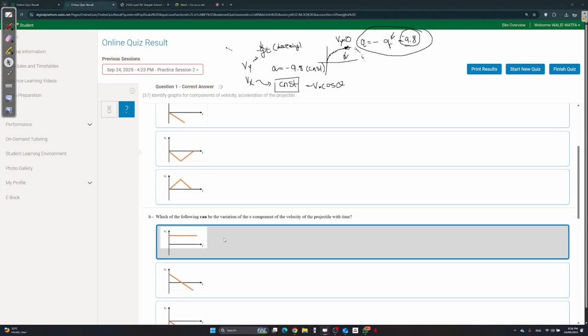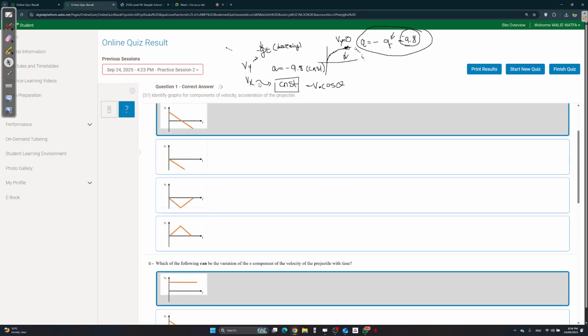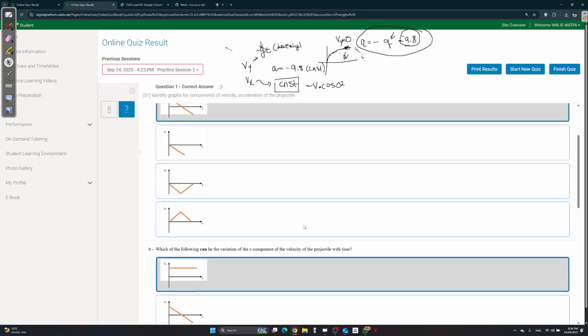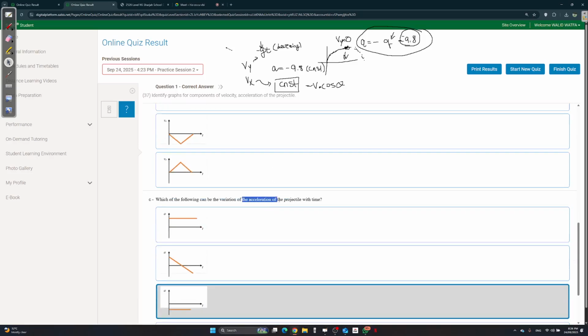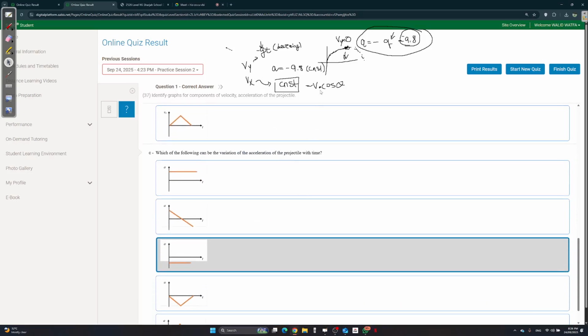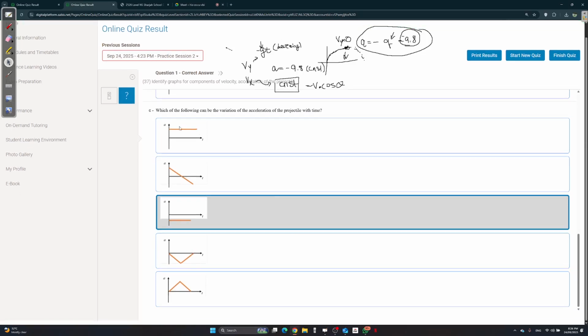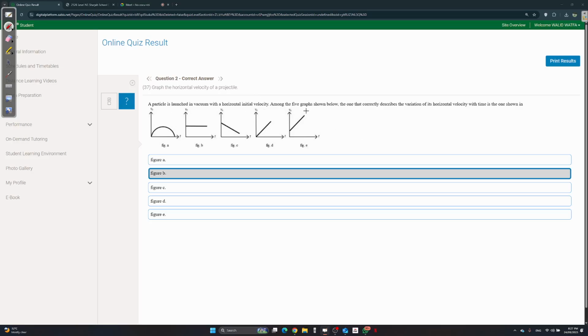Okay. Part B, they said the x component. I told you, Vx is constant. So which is going to be? It's going to be the constant horizontal line. Okay? Easy. How about the acceleration? You're going to tell me acceleration is constant. So how do I know which one to choose? This one or this one? It's going to be this one, because acceleration is negative. Exactly. Negative 9.8.